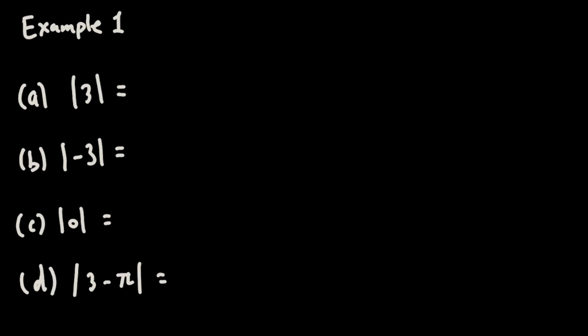Let's see example 1. A. The absolute value of 3. We all know that 3 is a positive number, so we get the same value, which is 3. B. The absolute value of minus 3. We know that this number is negative, so we add a minus and then the number, and minus minus 3 is nothing but a positive 3. C. The absolute value of 0. 0 is not a positive or negative number, so we just get 0 as an output.